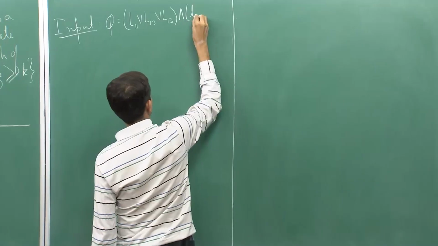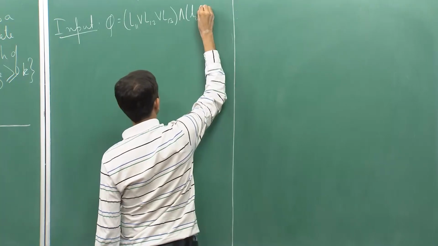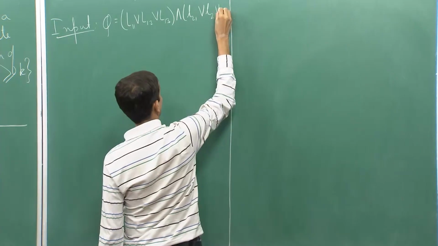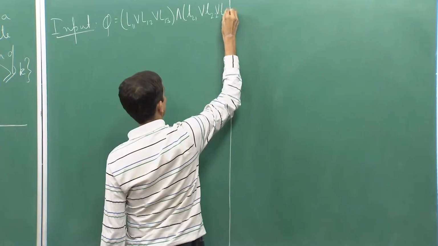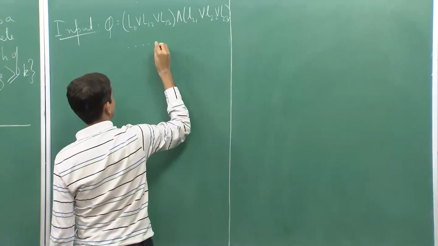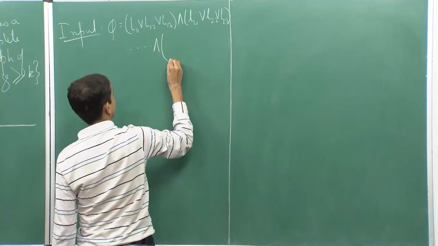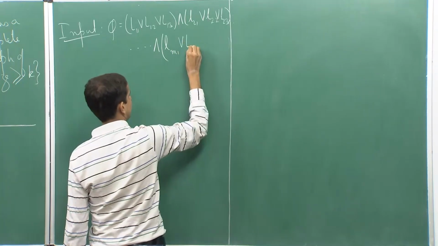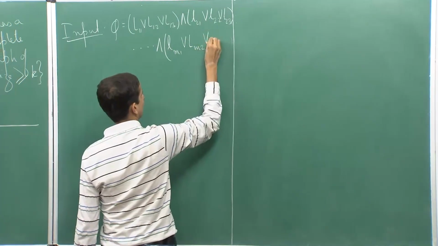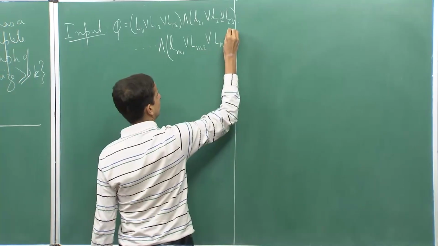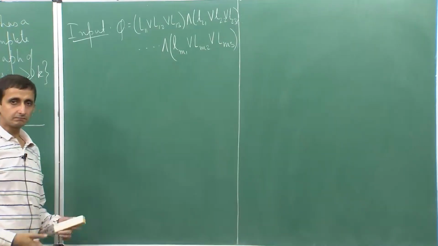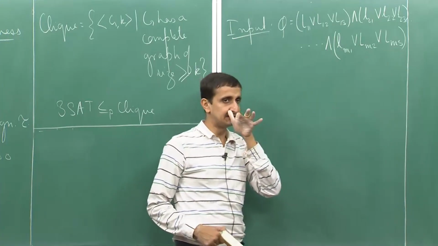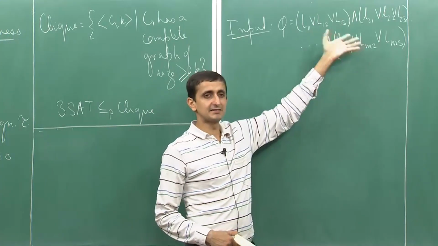and L21 or L22 or L23 and so on. We have LM1 or LM2 or LM3. Okay. So, the formula has M clauses, each clause has 3 literals, and of course, some of these literals can be the same. Okay.